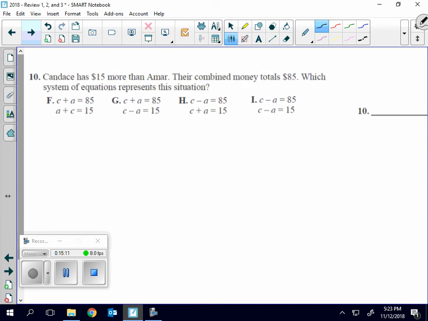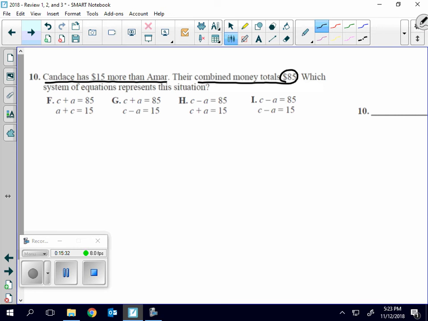Okay, Candace has $15 more than Amar. Their combined money totals $85. So let's see. Candace has 15 more than Amar. Combined, they have 85. Which system of equations represents this situation?